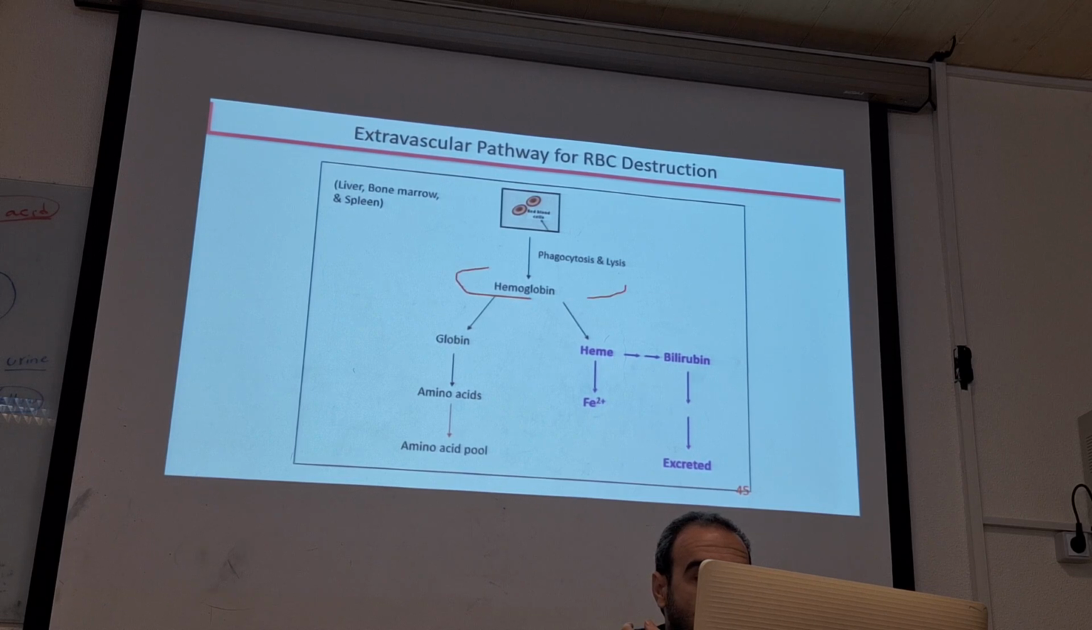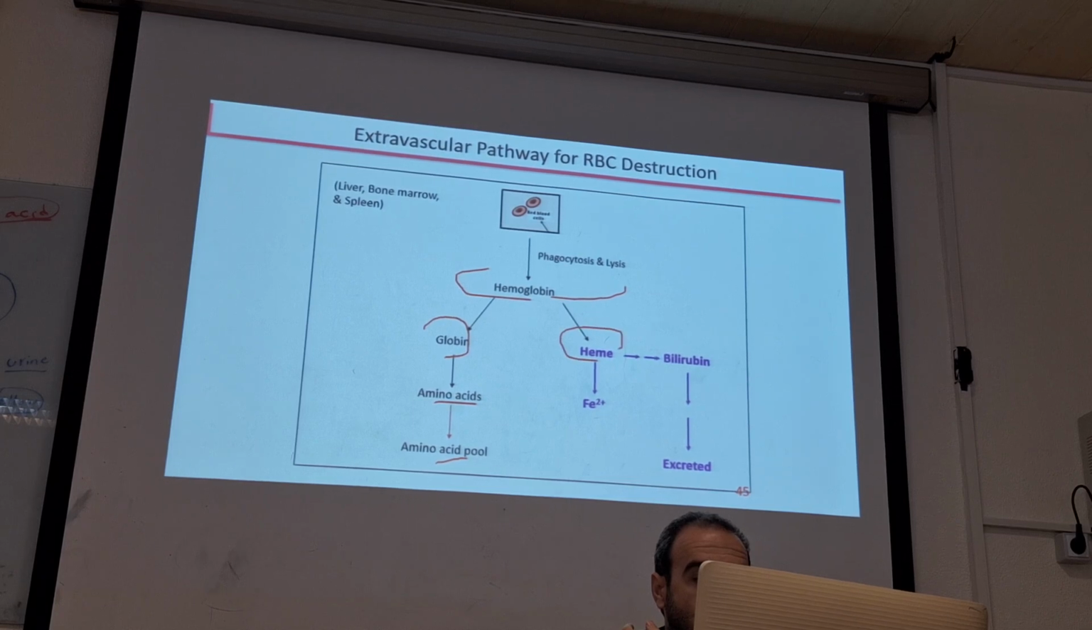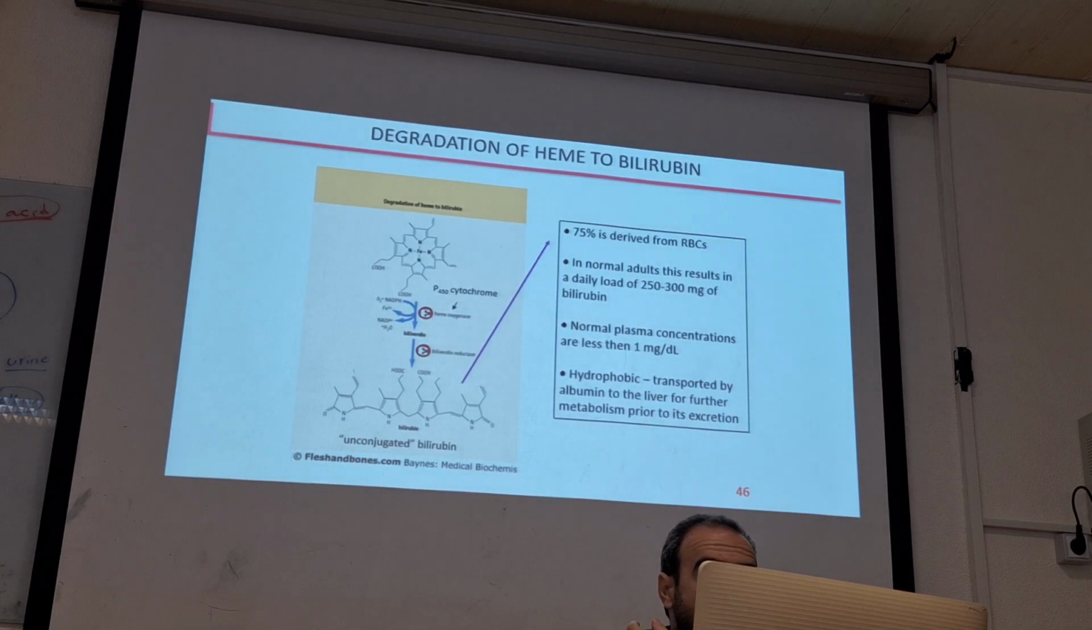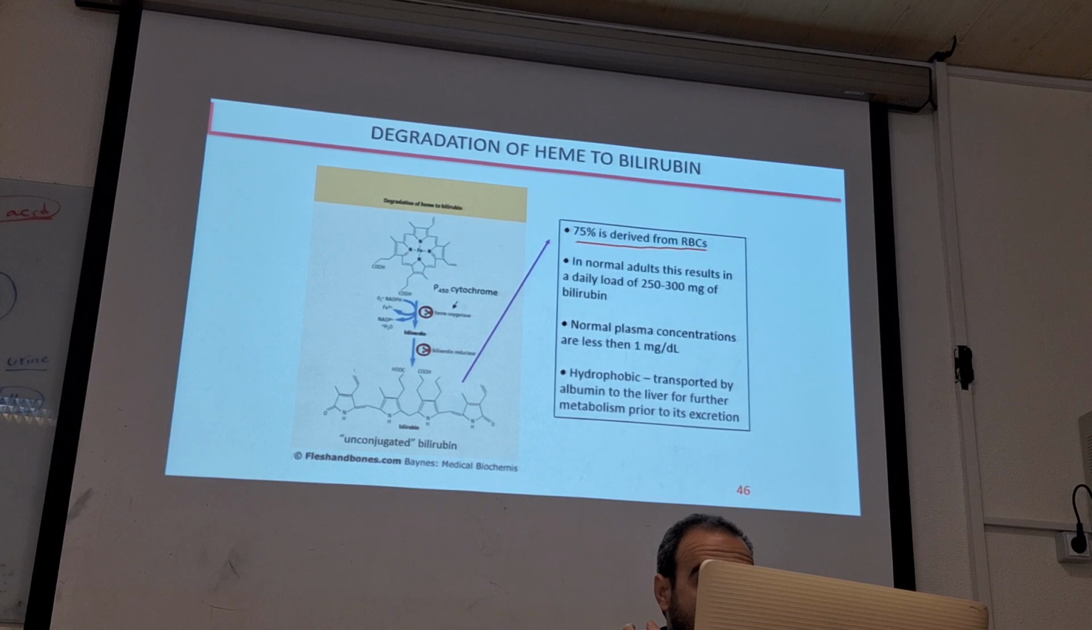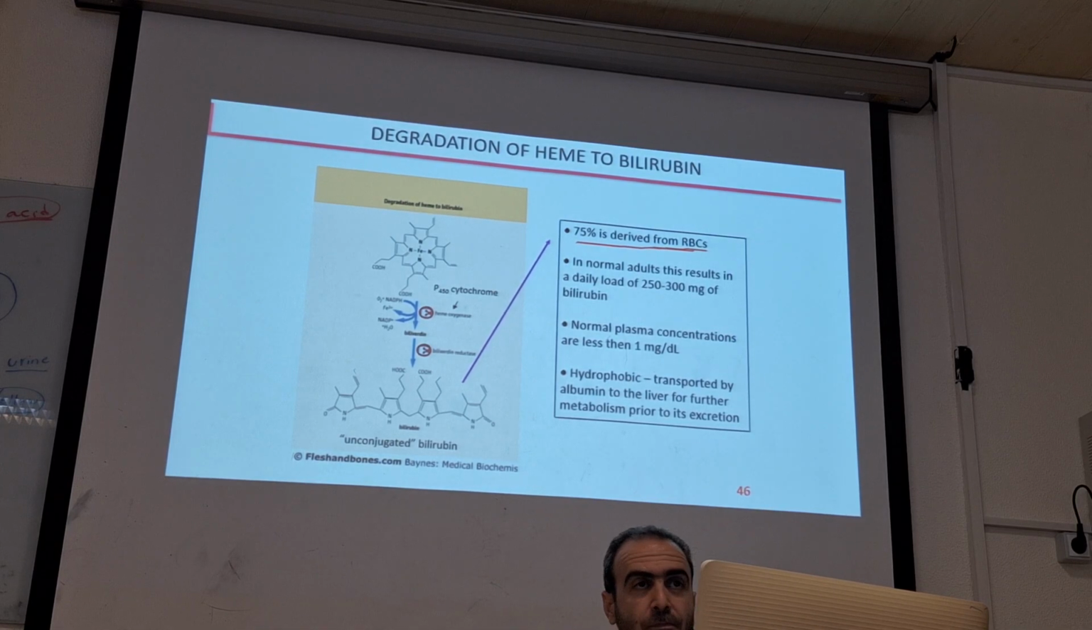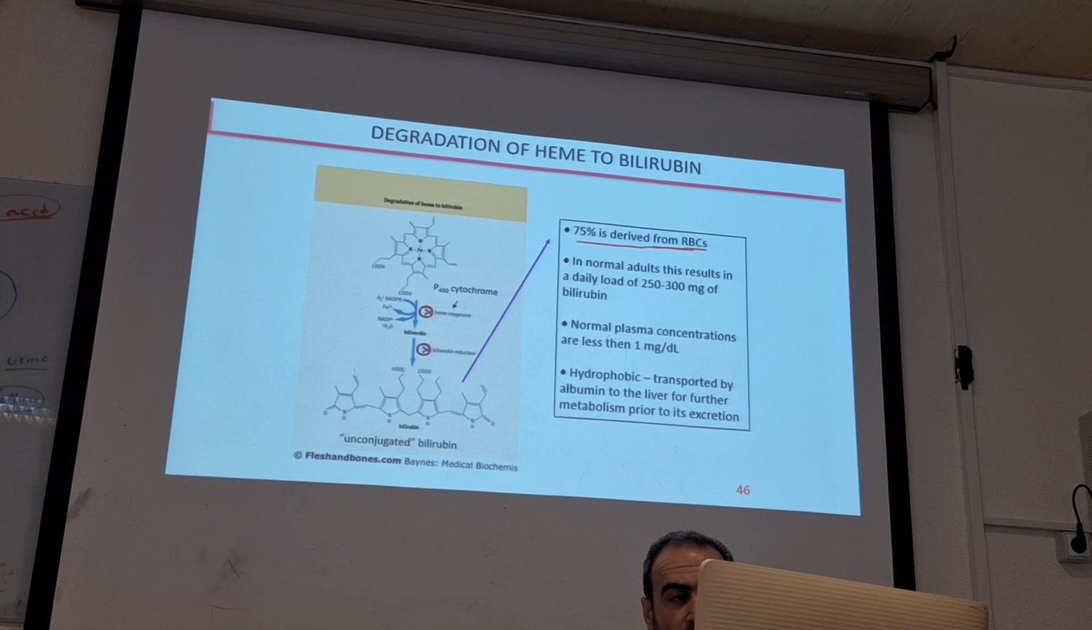Here we have hemoglobin converting to globin, the amino acid group. Heme converts to bilirubin and is then excreted. So nearly 75% of the bilirubin is derived from RBC. In a normal adult, daily we produce 250 to 300 milligrams of bilirubin. The normal plasma concentration of bilirubin is less than 1 milligram.